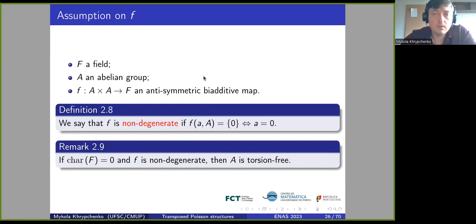In fact, this holds in a more general situation for general block Lie algebras. But again, the proofs are different and we need some assumptions on the maps. We assume that F is non-degenerate. This means the following: if F(A,B) equals 0 for all B, for some fixed A, then this A should be 0. Moreover, we consider only fields of characteristic 0, and in this case it implies that A is torsion-free, so it cannot be a finite group.